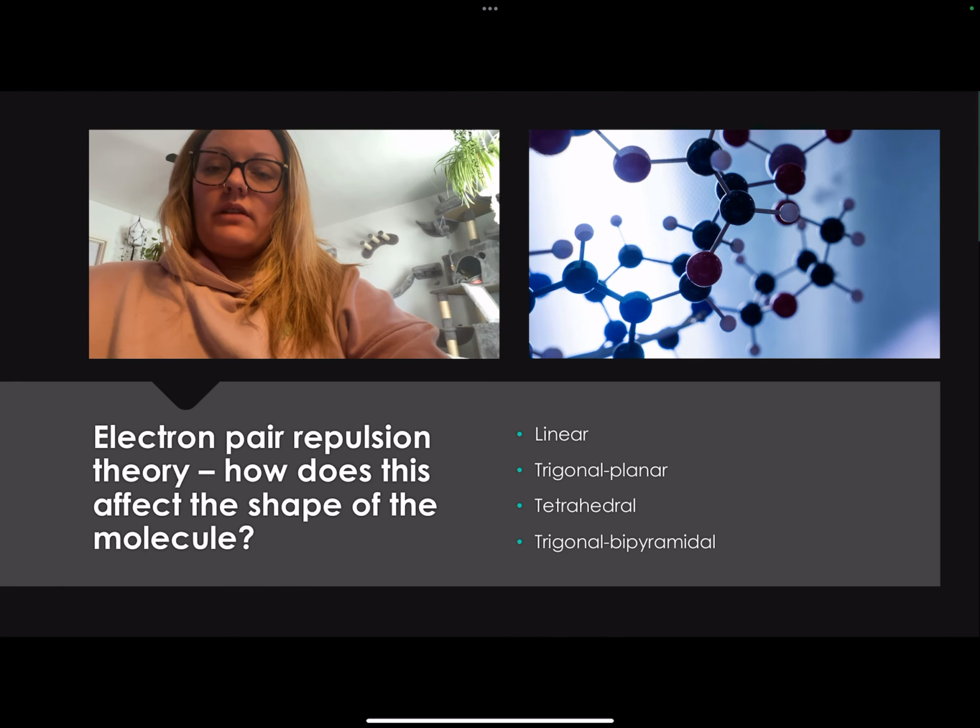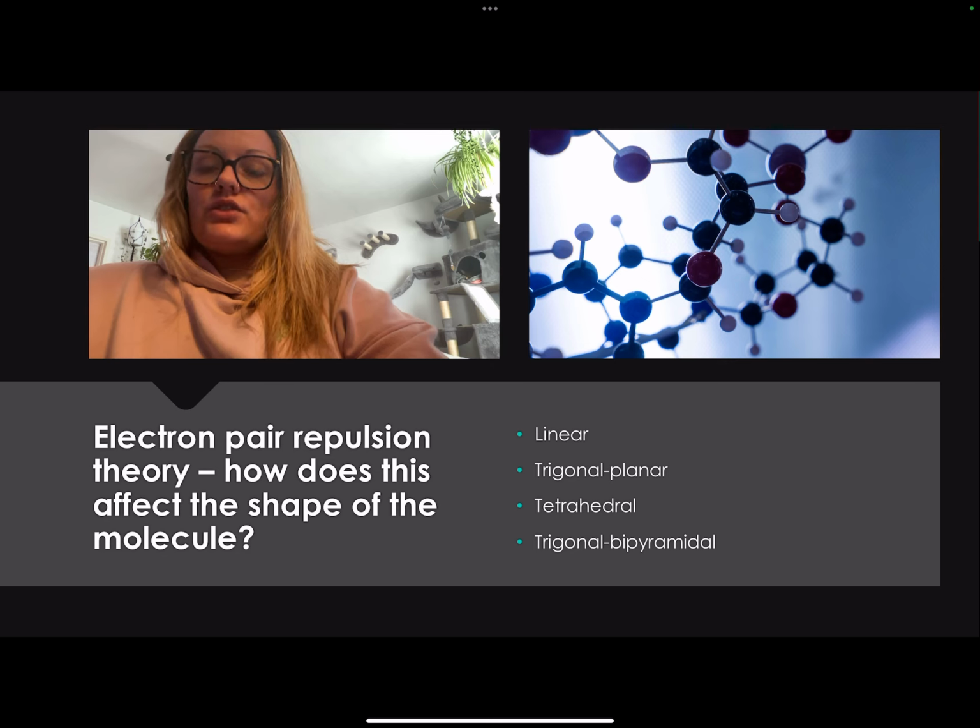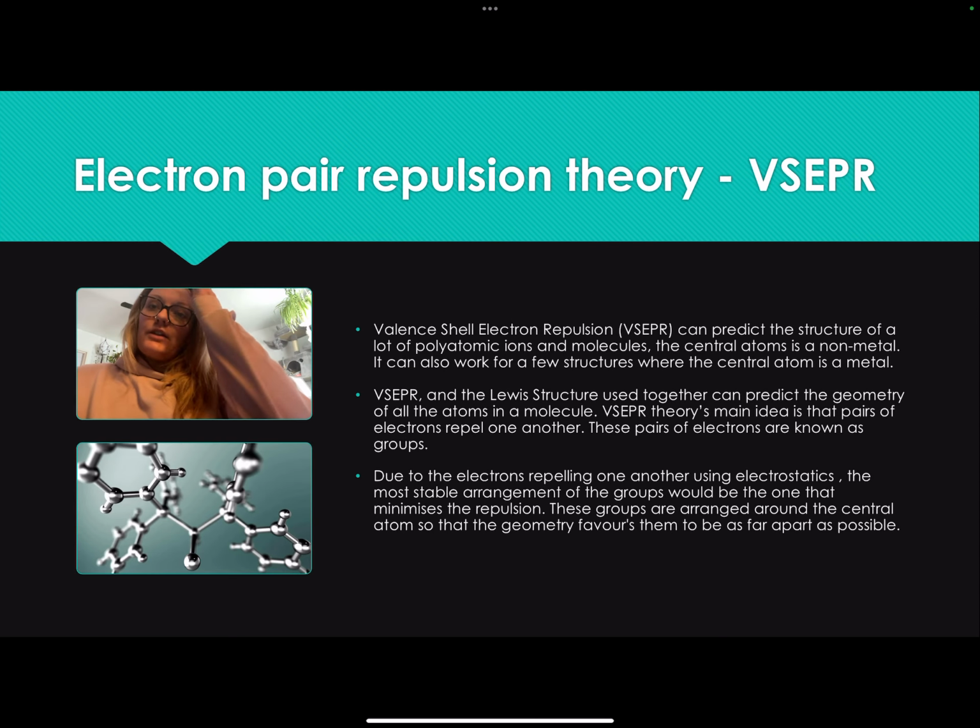Electron pair repulsion theory. How does this affect the shape of the molecule? For example, linear, trigonal planar, tetrahedral, and trigonal bipyramidal. Electron pair repulsion theory, otherwise known as VSEPR, is valence shell electron pair repulsion. This can predict the structure of a lot of polyatomic ions and molecules where the central atom is a non-metal. It can also work for a few structures where the central atom is a metal. VSEPR and the Lewis structure used together can predict the geometry of all atoms in a molecule.